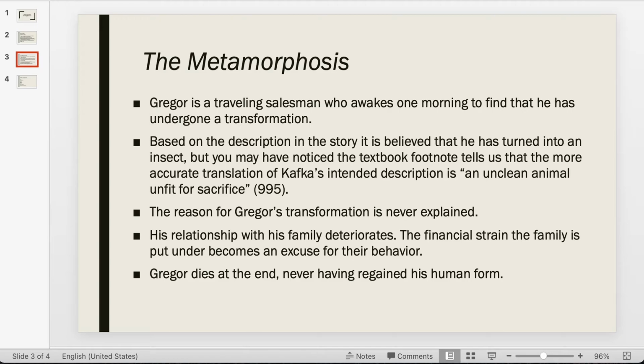Now, if you were a little bit confused about what's happening with the family's finances in the story, we can talk about that for a second here. So there's been a mistake made by the father that's led to the family not having the greatest situation, and that's part of why Gregor has to work to provide for them.